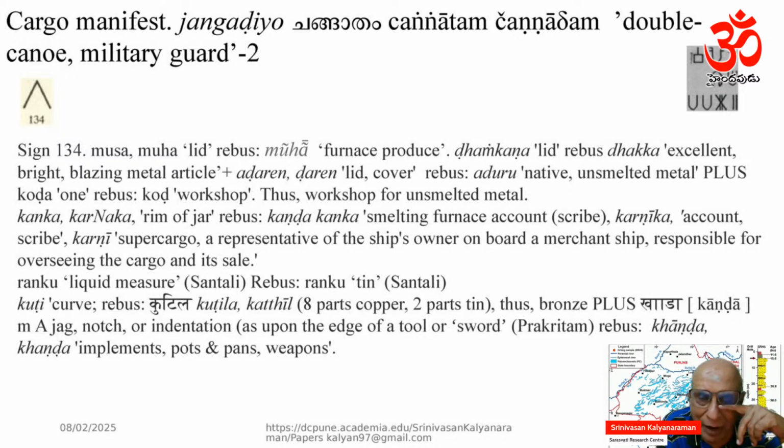Then we have got sign 1, koda 1, similar sounding word code, workshop. Kanka, rim of a jar. Kanka, smelting furnace. Karana, trade. Ranku, liquid measure. The picture. Ranku is a tin. Kuti is curve. Kutila is 8 parts copper, 7 parts tin. It's an alloy, it's a bronze. So, kuti, kutila. Bronze is to be indicated.